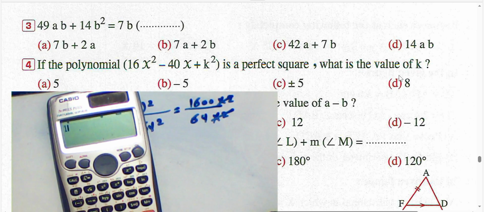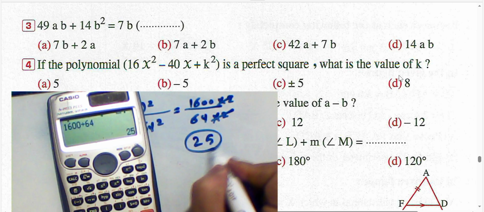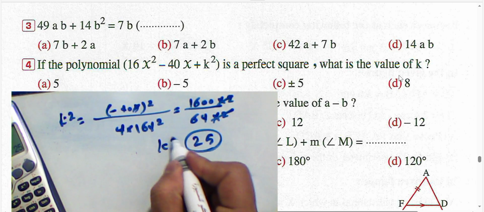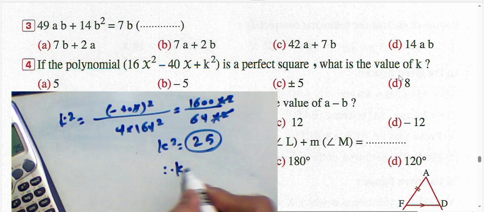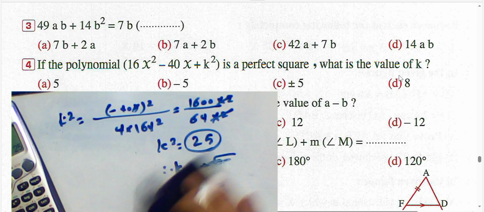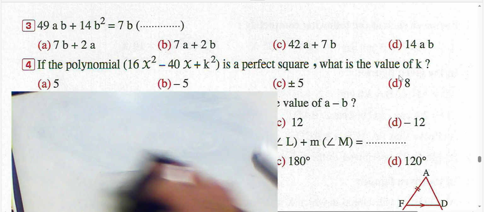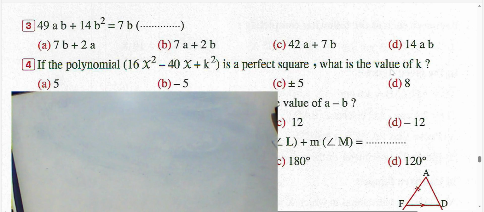64. The result will be 25. Then k power 2 equal 25. You can find the value of k, positive or negative. Square root 25 will be positive or negative 5. Choose letter C. Next question.